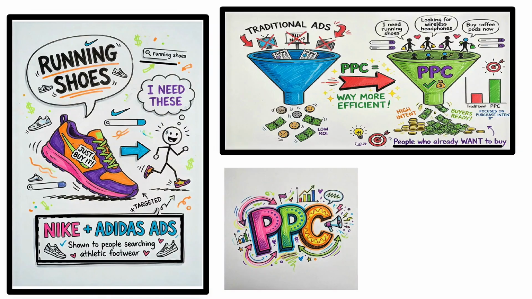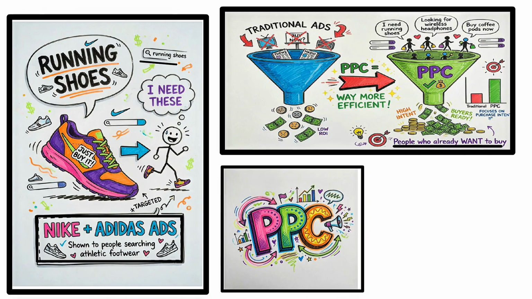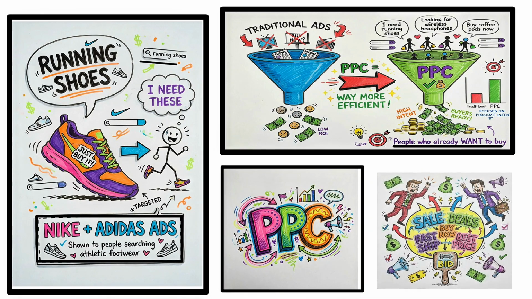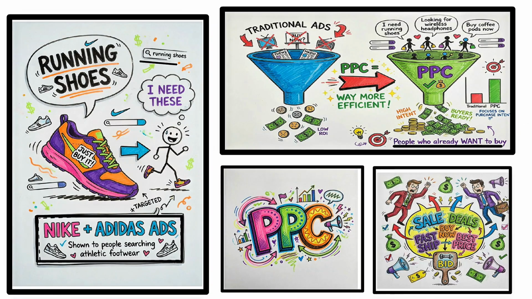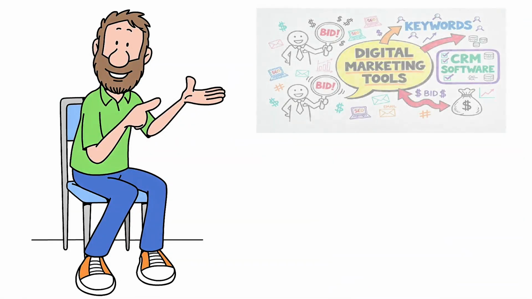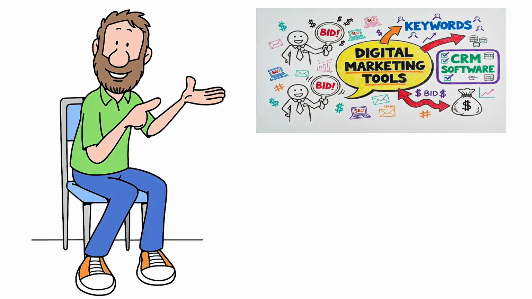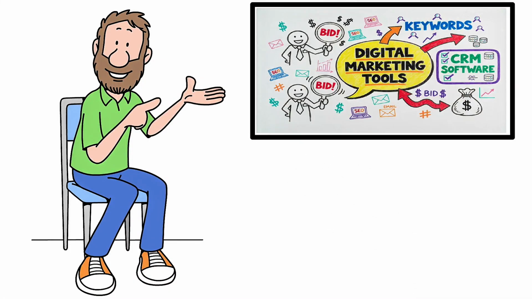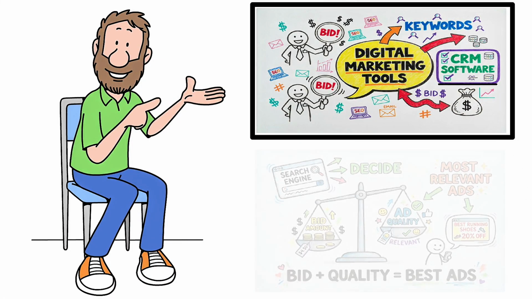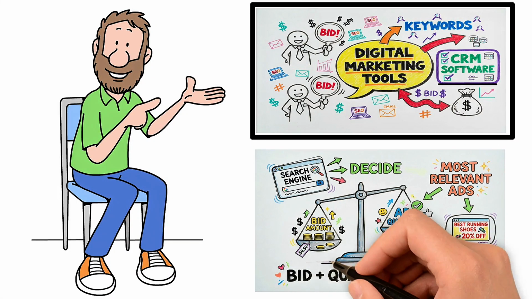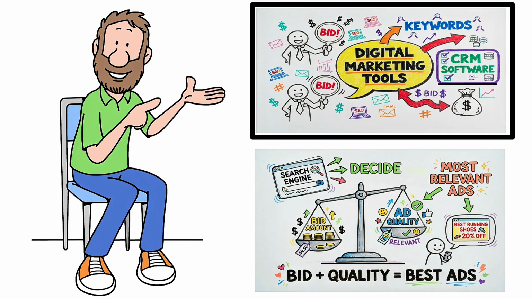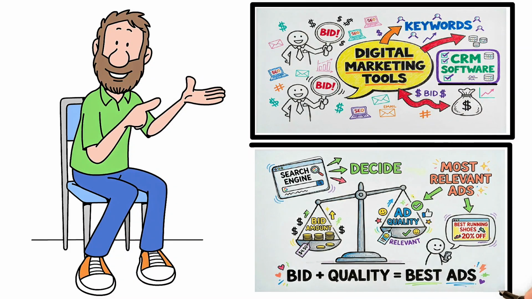Another important concept in PPC is the bidding system. Advertisers compete for visibility by bidding on keywords related to their products or services. For example, companies selling marketing software might bid on keywords like digital marketing tools or CRM software. Search engines then decide which ads appear based on a combination of bid amount and ad quality, ensuring that the most relevant ads appear to users.